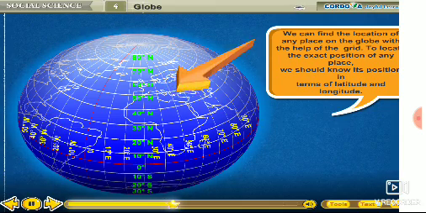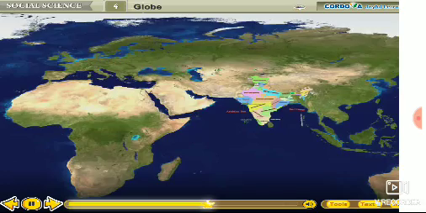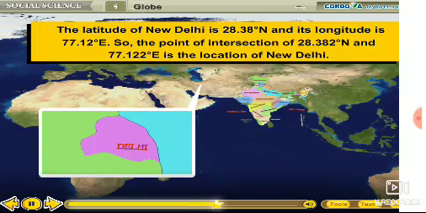To locate the exact position of any place, we should know its position in terms of latitude and longitude. Look at the location of New Delhi on the globe. The latitude of New Delhi is 28.38 degree north and its longitude is 77.12 degree east. So, the point of intersection of 28.38 degree north and 77.12 degree east is the location of New Delhi.